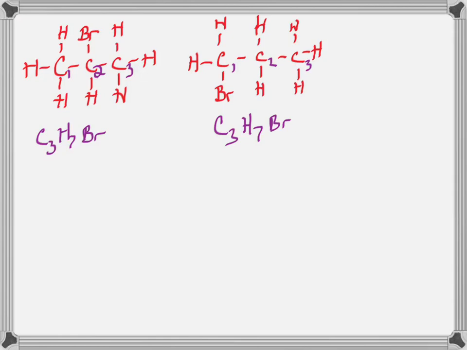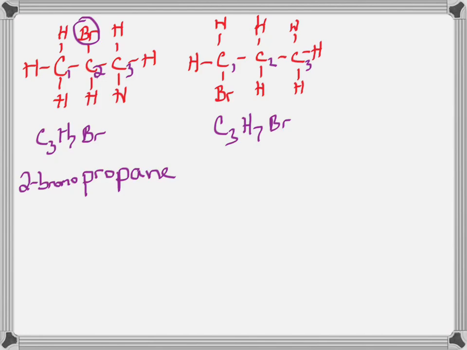The molecule on the left has 3 carbons, so the parent is prop. All those carbons are single bonded, so this is a propane molecule, and it has a substituent. The bromine is a substituent on the 2nd carbon. And so this is a 2-bromopropane molecule.